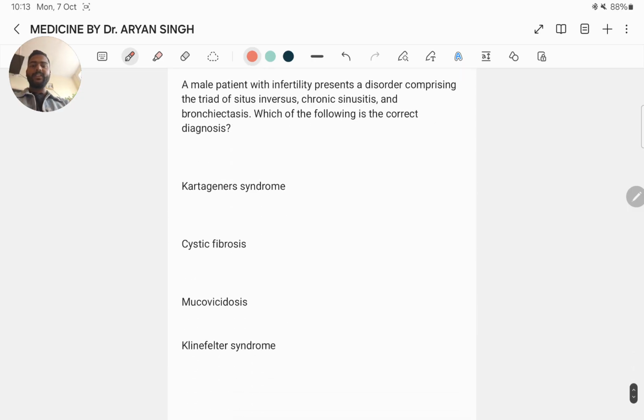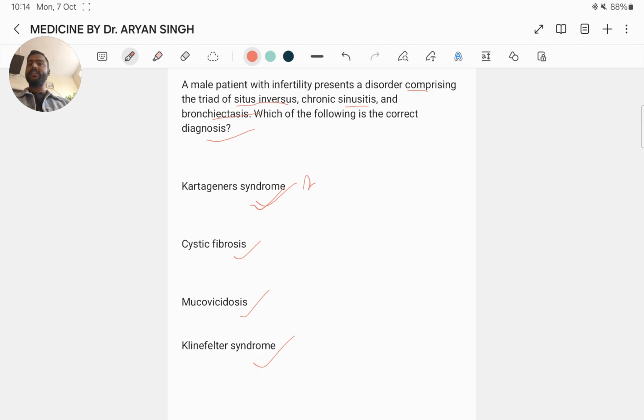Next question. A male patient with infertility presents with a disorder comprising the triad of situs inversus, chronic sinusitis, and bronchiectasis. Which of the following is the correct diagnosis? Kartagener syndrome, cystic fibrosis, mucopolysaccharidosis, or Klinefelter syndrome. The answer is Kartagener syndrome, because Kartagener syndrome is a rare ciliary motility disorder mainly affecting the cilia in the respiratory tract and fallopian tube. It is an autosomal recessive disorder and occurs due to a defect in the dynein protein. Patients usually present with otitis media, chronic recurrent rhinosinusitis, pneumonia, and bronchiectasis caused by Pseudomonas infection.